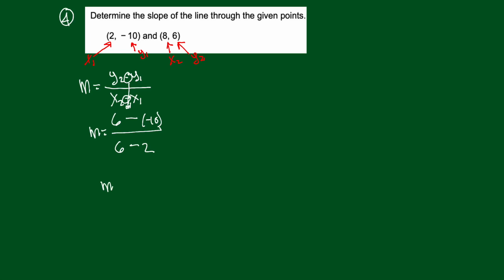Now just simplify. We're going to get 6 plus 10 over 4. The slope is going to be 16 over 4. So the slope is 4. We've got it.